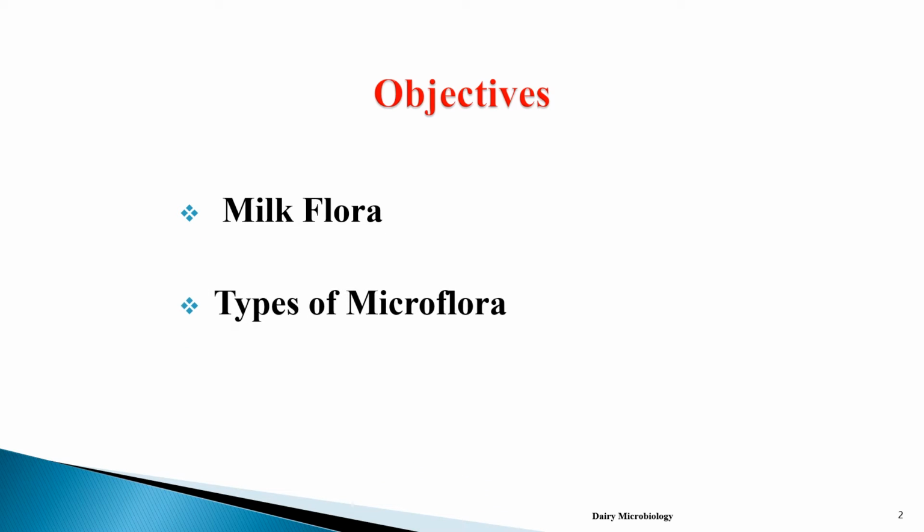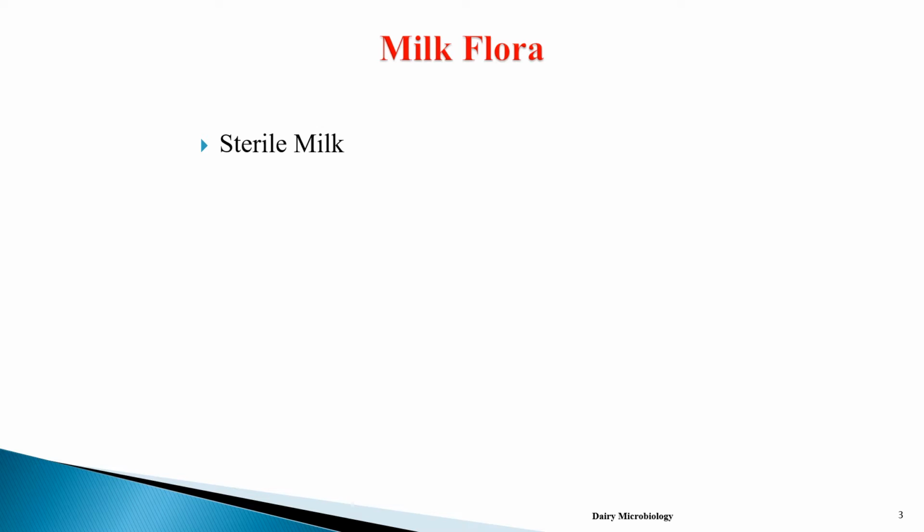The main objective of this lecture is to understand milk flora and the types of microflora. First, milk flora. Milk, when secreted in the udder by the mammal, is free from microorganisms. That is, it is sterile milk.